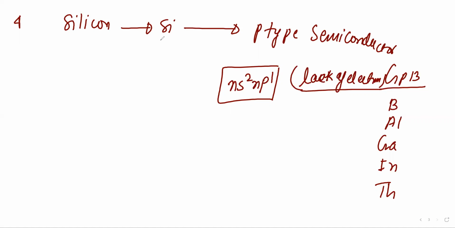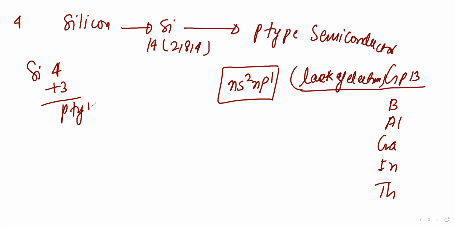As we know, the atomic number of silicon is 14, so it is 2, 8, 4. The valency of silicon is 4, and when it is doped with a group 13 element having 3 electrons, it forms a p-type semiconductor. So option boron will be the correct answer. Asked in 2007.